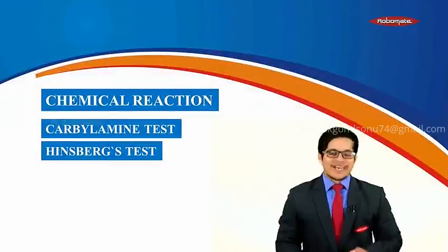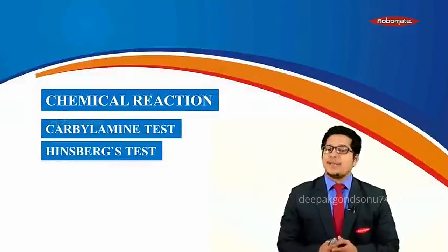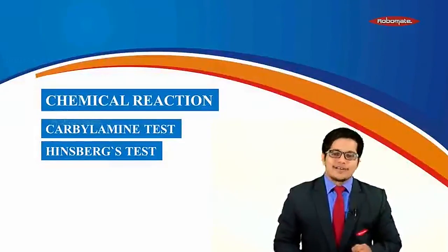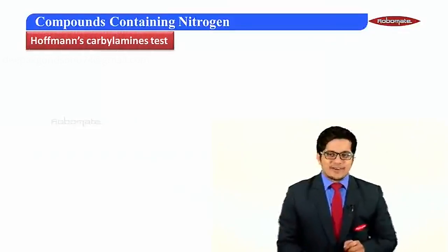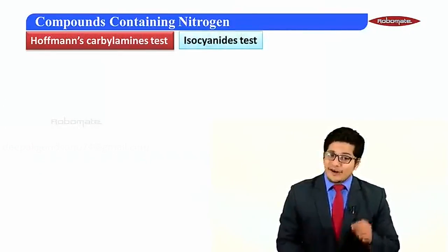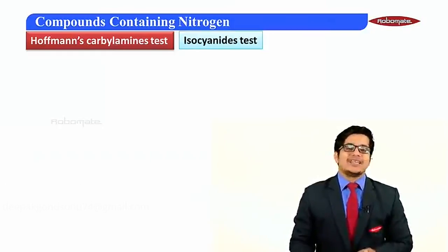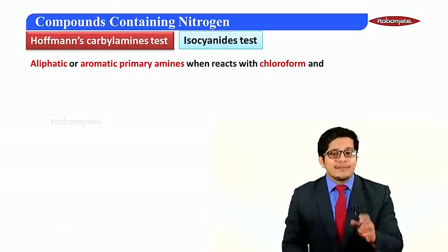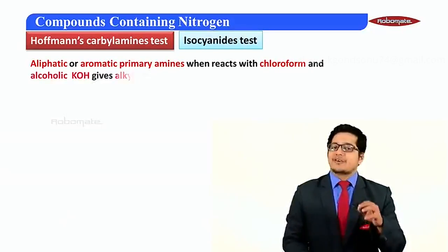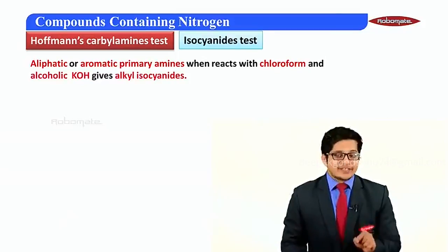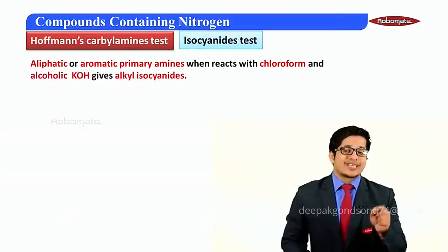Hello students. Now we will be learning about carbylamine test and Hinsberg test, two very important reactions. Let's start with the first, that is Hofmann's carbylamine test, also referred to as isocyanide test. Now, aliphatic or aromatic primary amines, when reacted with chloroform and alcoholic KOH, give alkyl isocyanide.